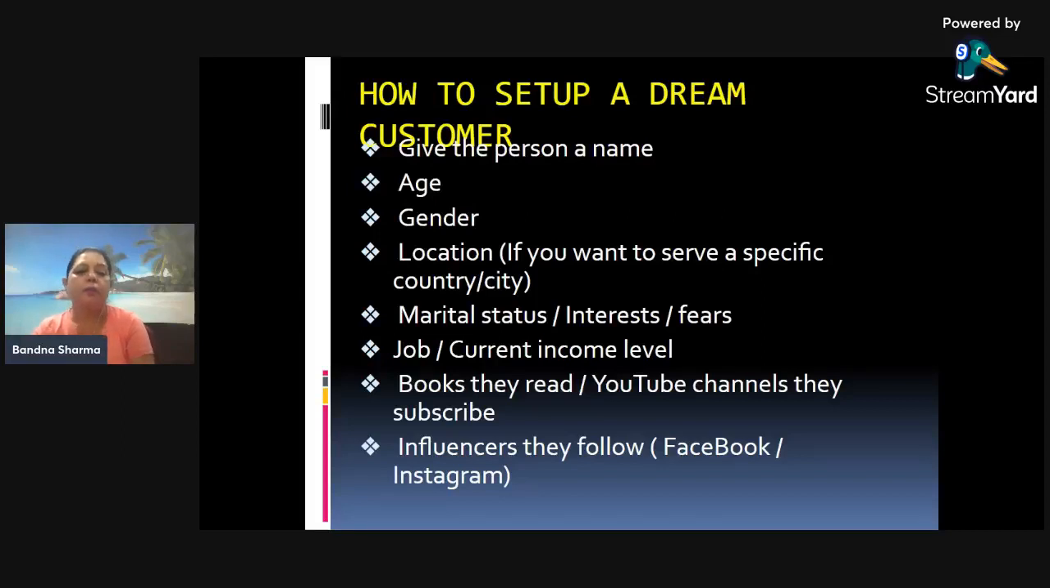Then you can put the gender of your dream customer, whatever the person you are serving as, female or male, or maybe you are serving both. So you can write down the gender according to your research, and as per your dream customer. And location, if you want to serve a specific country people or specific city people, then you can also put the location for your dream customer. Then you can write down about the marital status, interests, fears, right?